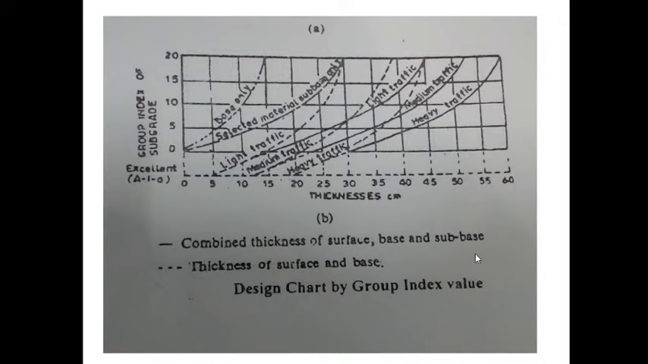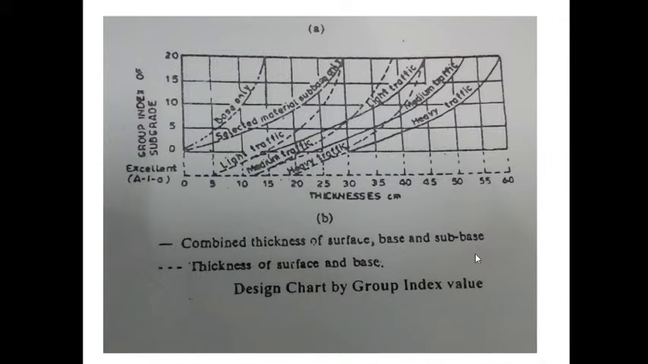In our problem, we are getting a group index of 6.5, say 7. So for the y-axis group index of 7, we look at the corresponding x-axis. The first graph shows base only. The dotted line means thickness of surface and base course. The solid line means thickness of surface, base, and subbase course. There are three types of traffic: light traffic, medium traffic, and heavy traffic.